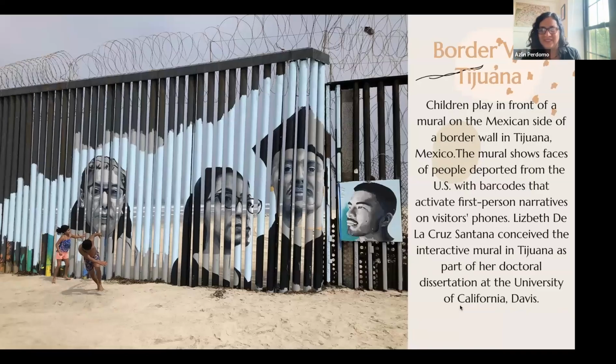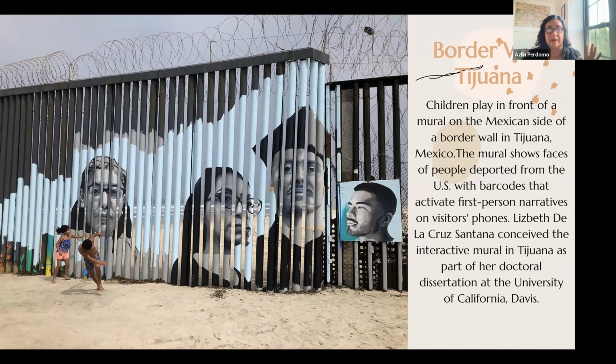Sorry, thank you. So these are images that you can actually find at the border. There are a lot of artists who actively work at the border as a form of activism and resistance. So this is a mural. Children played in front of a mural on the Mexican side of the border wall in Tijuana, Mexico. And the mural showed the faces of people that were deported from the United States. This is an old work, so it has barcodes that activate first-person narrative on visitors' phones, believe it or not.